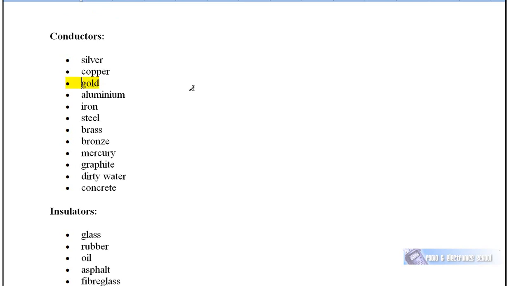Gold is an extremely good conductor. It's not used as a conductor because it's so expensive. What is used is other conductors are plated with gold to reduce their resistance or increase their conductivity. So it's not uncommon to find the contacts of relays gold plated. Some circuit boards actually have their tracks gold plated.